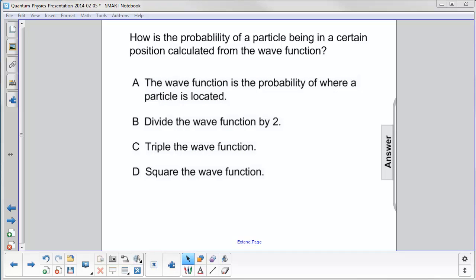How is the probability of a particle being in a certain position calculated from the wave function? A, the wave function is that probability. B, divide the wave function by 2. C, triple the wave function. D, square the wave function. This was first proposed by Max Born, and the answer is D, square the wave function.